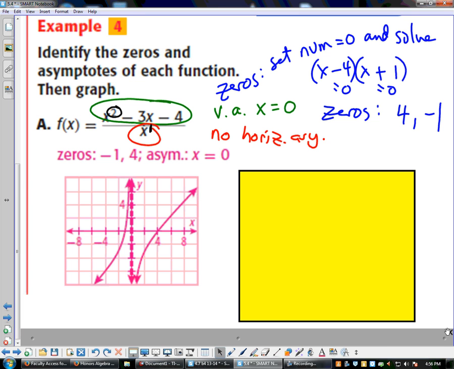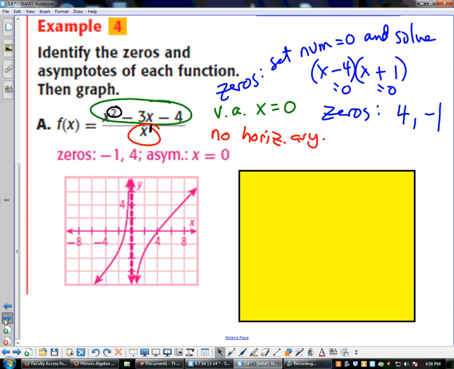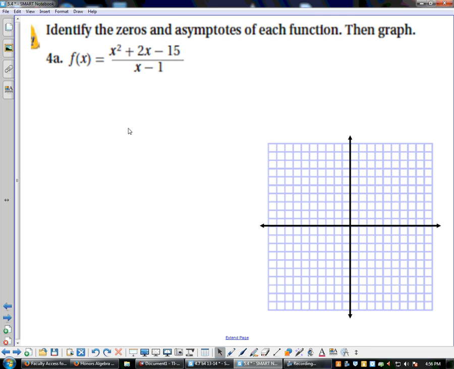All right, let's try another example. For this one, it says identify the zeros and the asymptotes of each function and then sketch the graph. And in this case, the function is x squared plus 2x minus 15 over x minus 1. And actually, for this one, the zeros we would need to factor. X here, 5 here, 3 here. That's going to be a plus, that's going to be a minus. And this is over x minus 1.